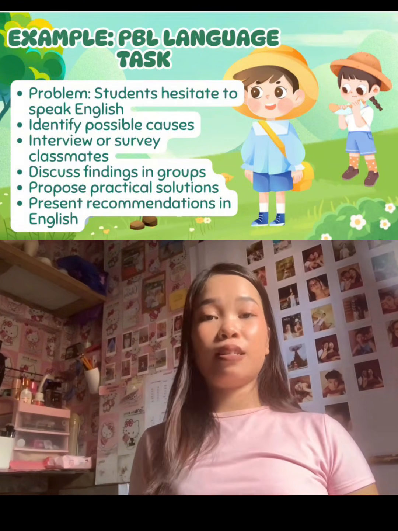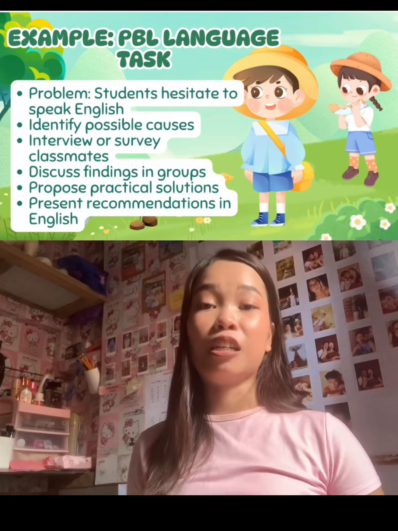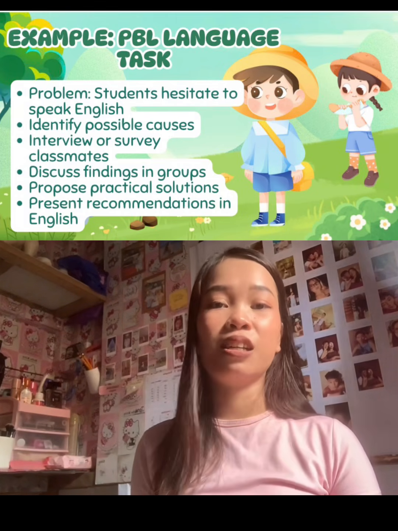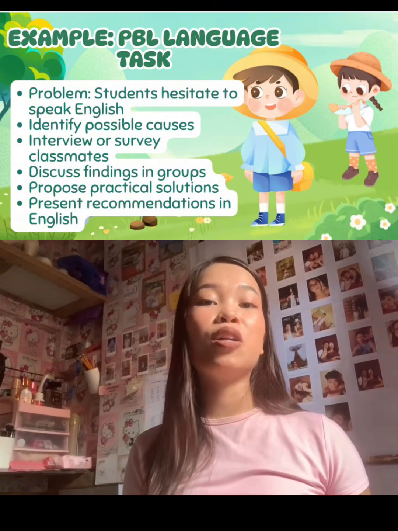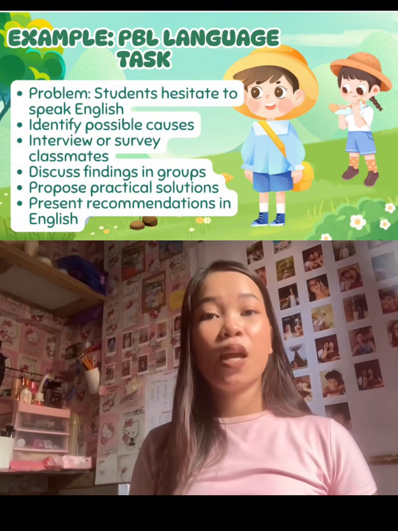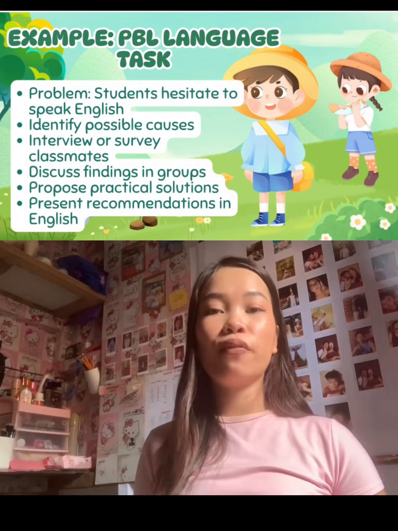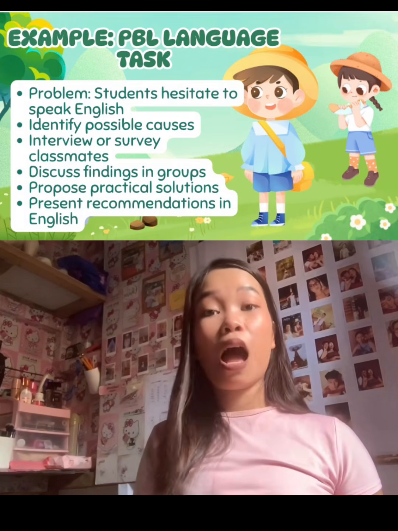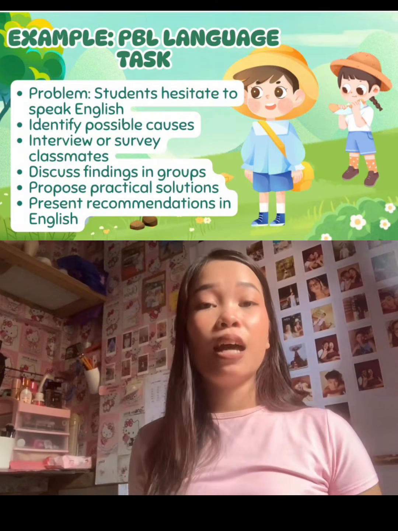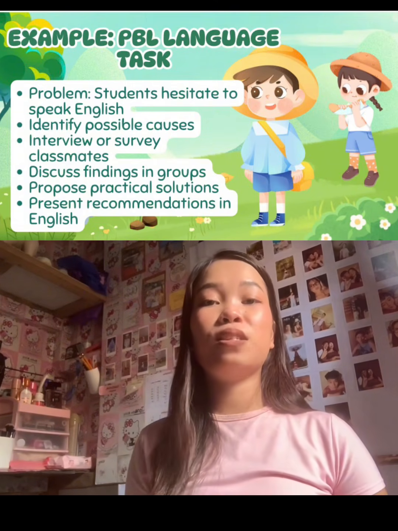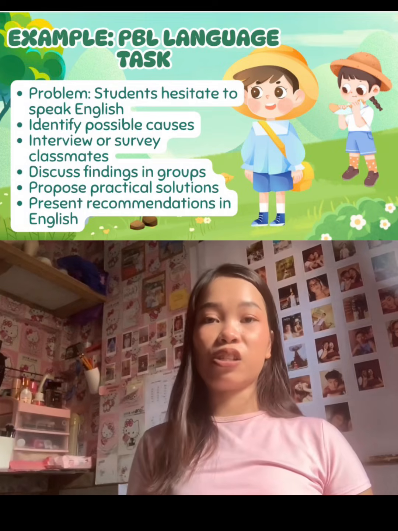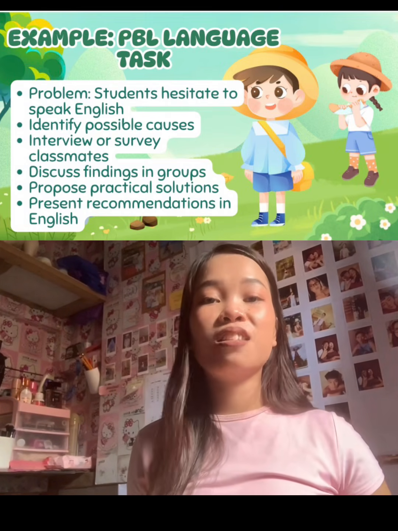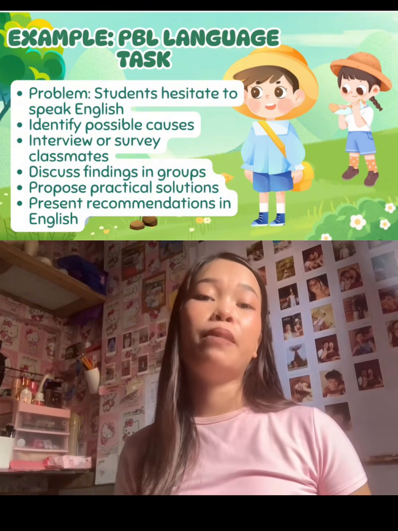The problem is students hesitate to speak English. So instead of simply teaching students vocabulary about communication, the teacher asks students to investigate why this happens. So students can interview or survey their classmates. They can then discuss the results in groups. After analyzing the information, they propose practical solutions and present the recommendation in English. Through this activity, students are learning English while solving an actual communication problem.